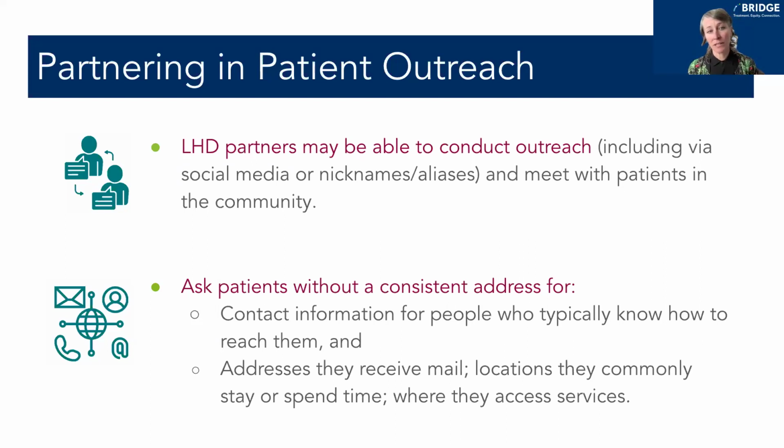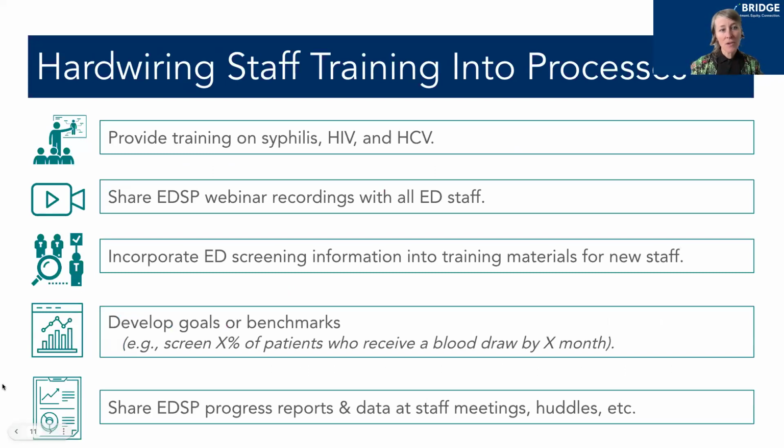These details are really important to clarify as you build your collaborative partnerships, MOUs, and workflows with your local health department. This means it's also important to ask patients, particularly those without a consistent address or who are unhoused, for contact information for people who typically know how to reach them. Again, to leave a confidential message to call you. And potentially also addresses where they receive mail, and physical locations where they commonly stay or spend time, such as on X corner, and where they access services. These may be places that the local health department can't connect with them. Next slide, please.